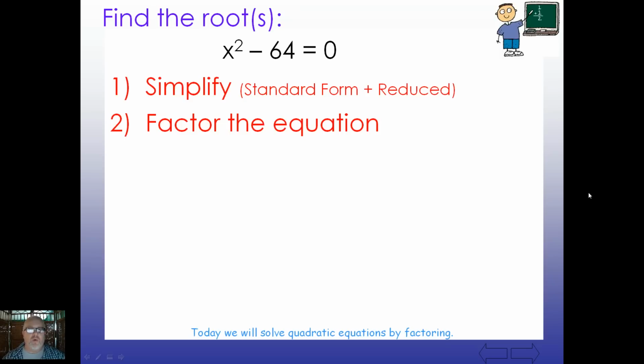Now, in any one of these, I would like you to stop the video and try it on your own, and then I will go through the answer with you here. So why don't you give this one a try. Remember, you're looking to keep the equation set equal to 0 and find up to 2 roots that would make this true.